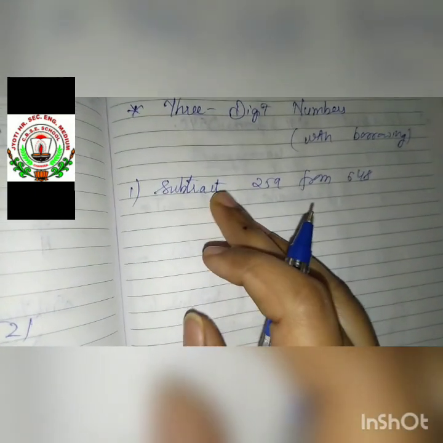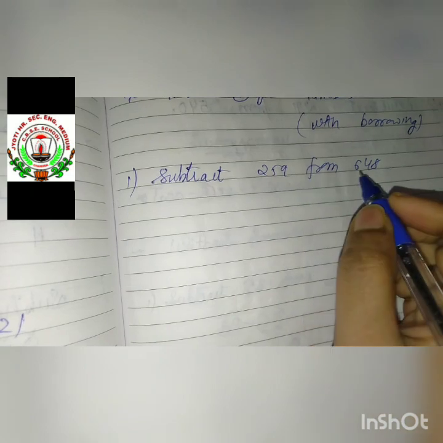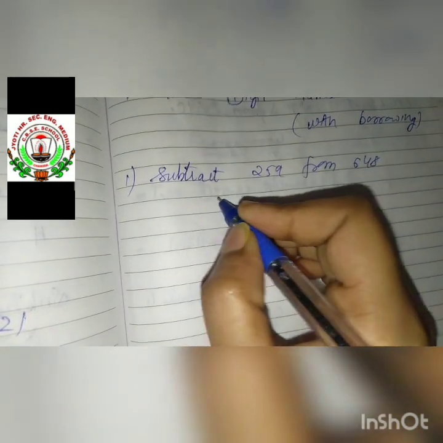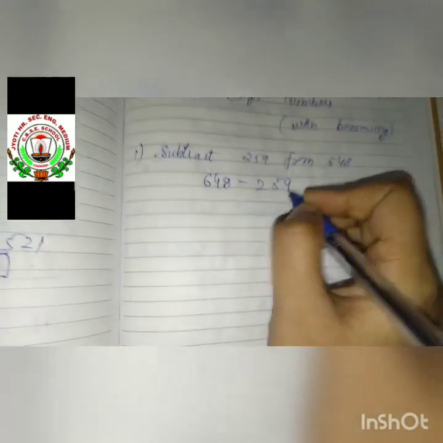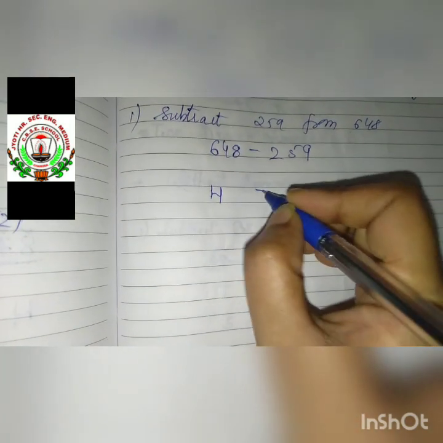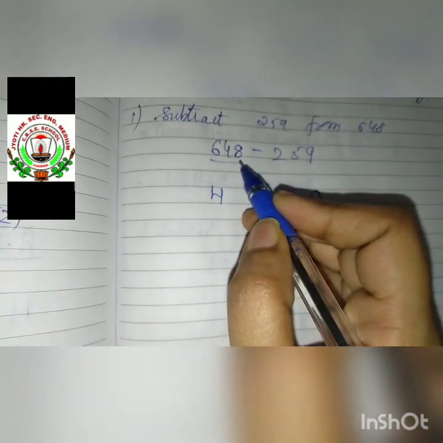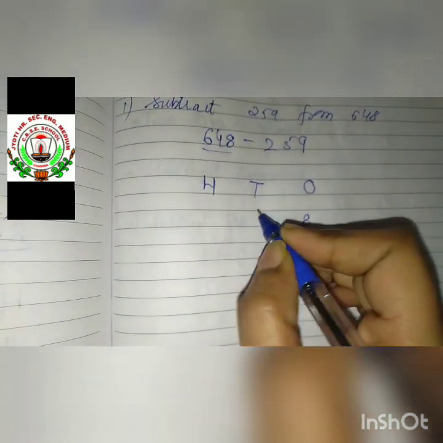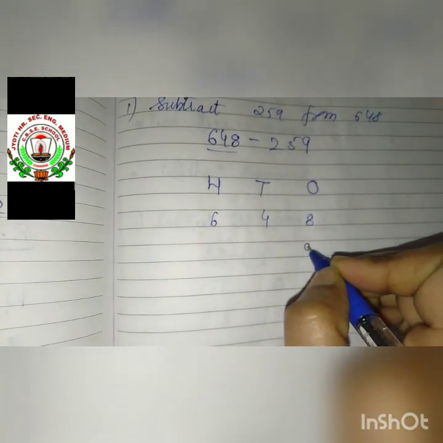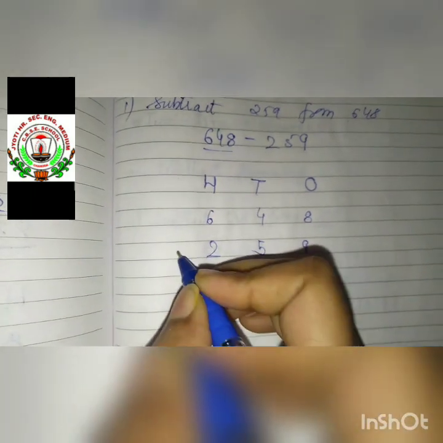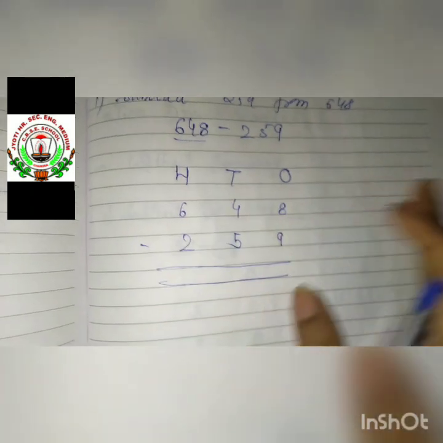We have one question. Subtract 259 from 648. We can see both the numbers. Which one is the greater? 648. 648 we will write down first and then the smaller number 259. Now we have to make the hundreds, tens and ones columns like this. And 648 from the right side we will write down 8, 4 and 6. And from the right side 259, 9, 5 and 2. We will put the subtraction sign like this. And see how to do the calculation.